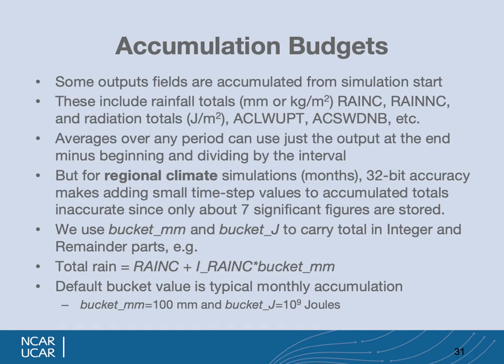So accumulation budgets, when you're doing very long simulations, we have these accumulation fields, the rainfall and the accumulated longwave and shortwave, for example, budgets. And the rainfall is in millimeters since the simulation start, and these budgets are also since the simulation start, in joules per square meter. So to capture the average over a period, you would have to subtract one from the other, the end of the period from the beginning, and then divide by the interval. And that'll turn this to watts per square meter, for example, or millimeters per day, whatever units you want to use.